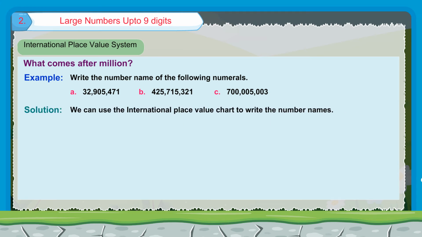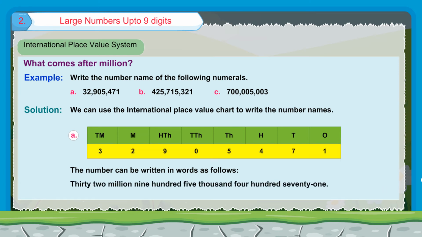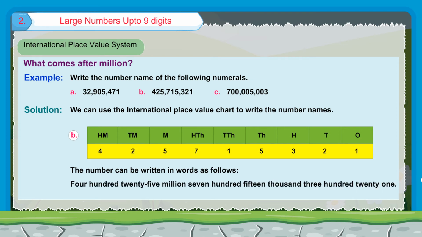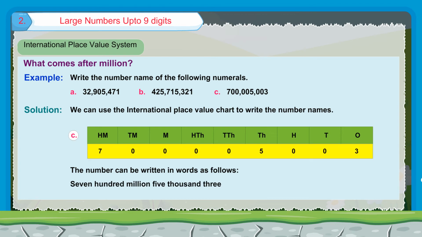Solution. We can use the international place value to write the number names. A. The number can be written in words as follows: 32,905,471. B. The number can be written in words as follows: 425,715,321. C. The number can be written in words as follows: 700,005,003.